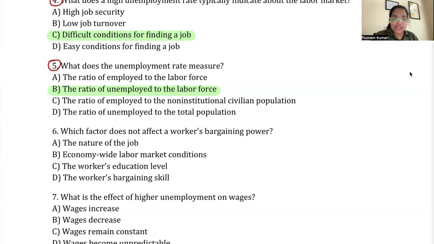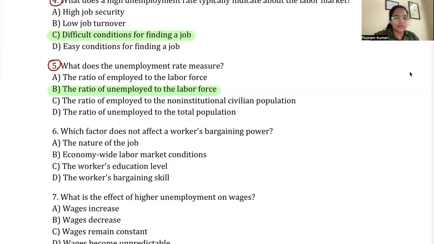B part, labor market conditions economy wide. Does that impact your bargaining power? Yes, ma'am, because if unemployment rate is very high, you are not in a position to bargain. If unemployment rate is very low, you're in a position to bargain, right? So neither A, neither B. What about C?